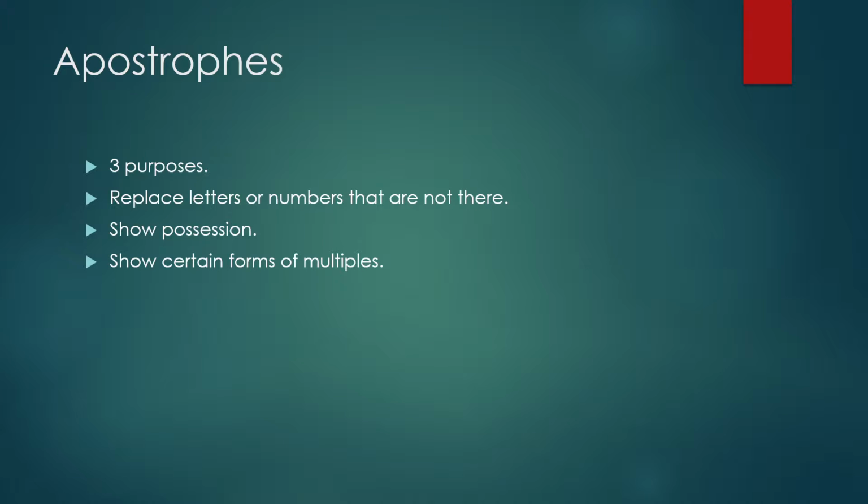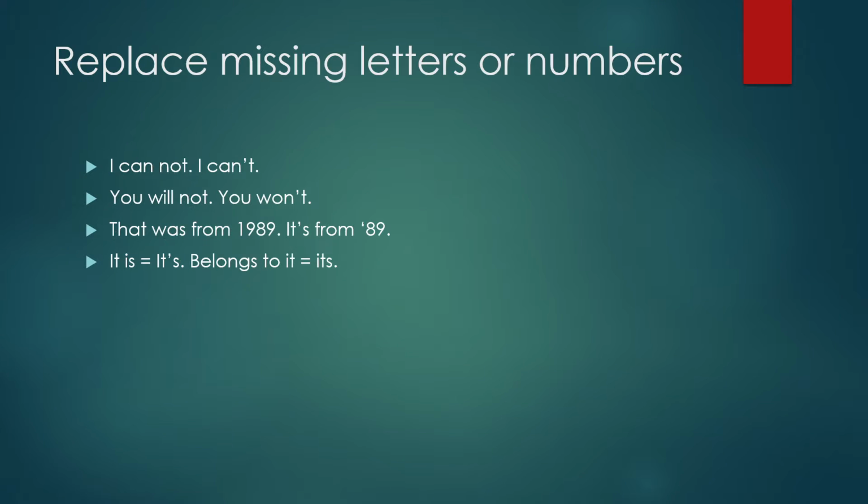Purpose number one is to replace letters or numbers that are not there. We'll look at examples of how that works. The second one is to show possession. And the third form that we use is to show different kinds of multiples. Again, this is all going to make sense in the examples. So let's start with the first style.